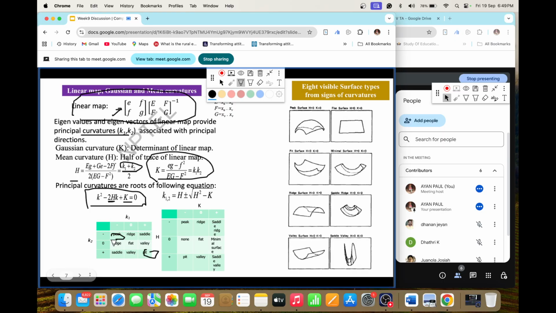Similarly, if you do not focus on K1 and K2, but focus on the mean curvature and the Gaussian curvature, then also you can have these eight different visible surfaces. Like H is less than 0, K is greater than 0, then you will have the peak surface. Okay, and then similarly flat surface, H equals 0, K equals 0, and the pit surface. The other surfaces you can see. So that is again the use of this linear mapping.